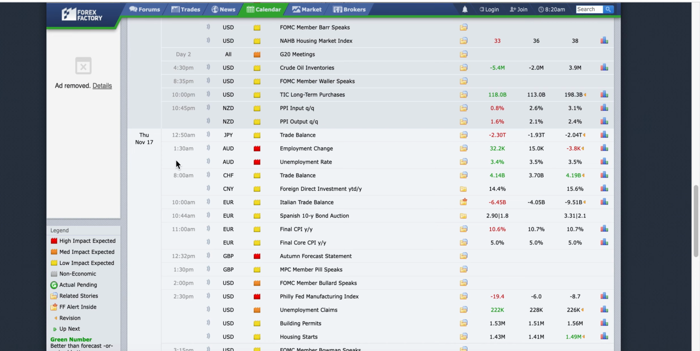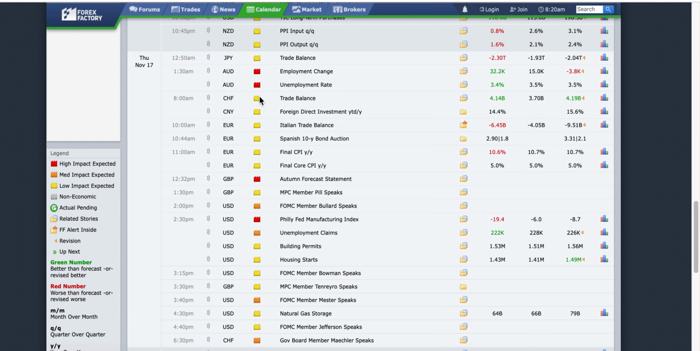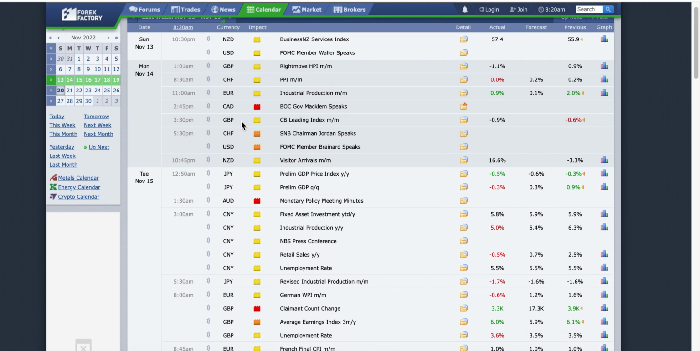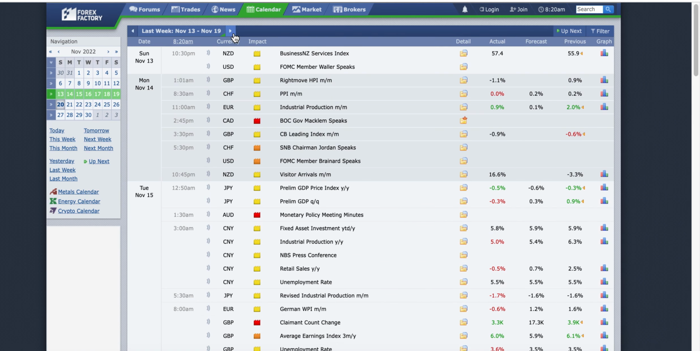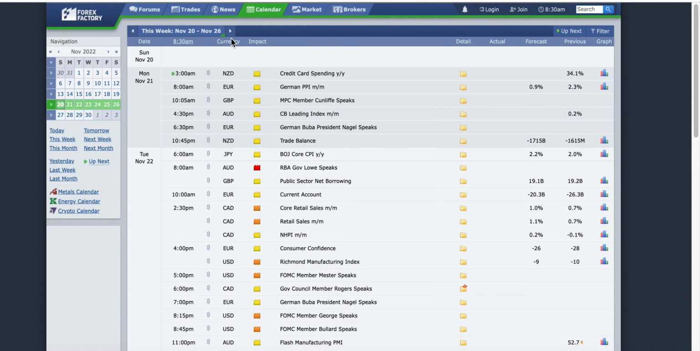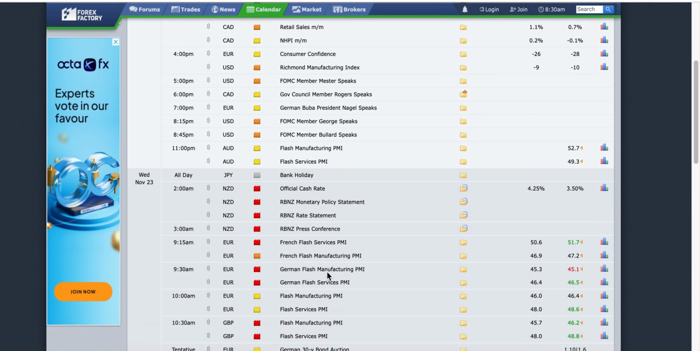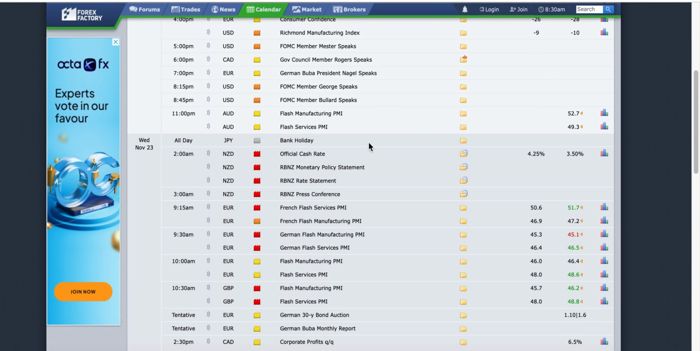So on Thursday, the AUD employment rate, the unemployment rate, we didn't really see the impact. It came out better than expected, but we didn't really see the impact in the AUD pairs. So this week, let's check the fundamentals we have this week. The crucial ones are on Wednesday, that is the NZD and the euro. So let's take a look at that too.